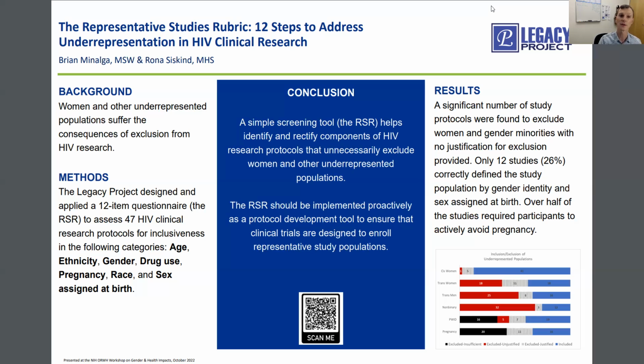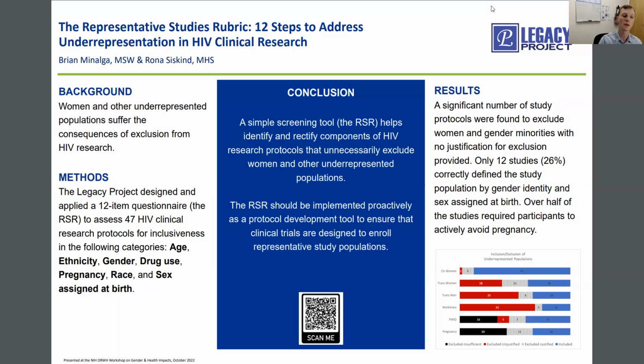We also found that the vast majority of studies incorrectly defined the study population by gender identity and sex assigned at birth, and that over half of the studies required participants to actively avoid becoming pregnant, which results in the exclusion of people with pregnancy potential and the continued unknown of how study products work and or are safe and effective in people with the potential to become pregnant.